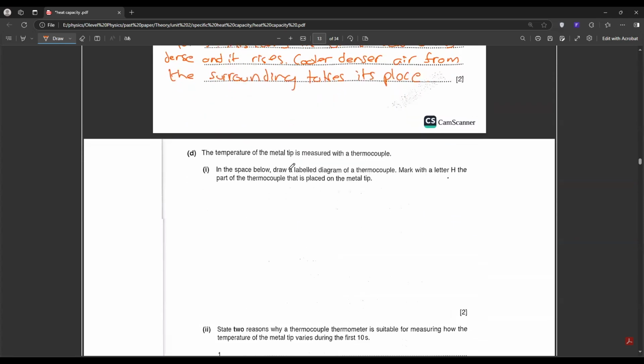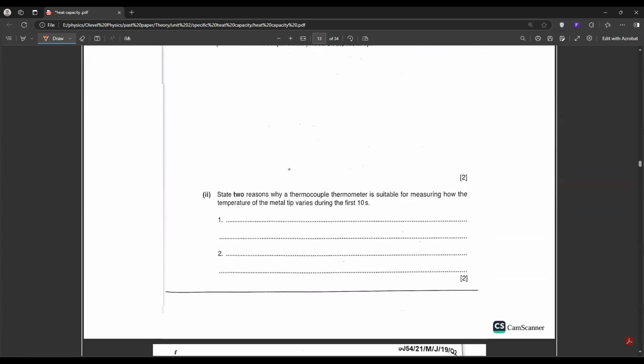The temperature. Okay, so this is excluded from the syllabus. Not going to do that. This is also excluded from the syllabus. Let's move on to the next question.